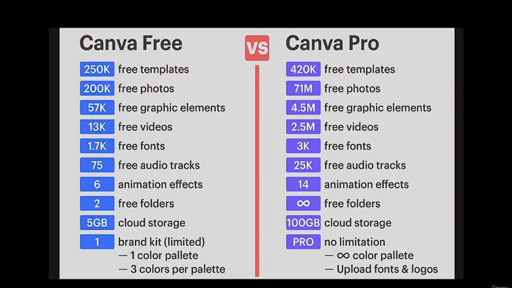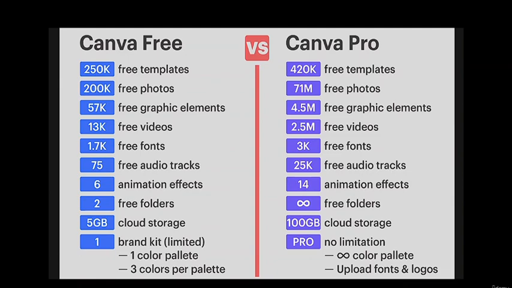And here you'll get only 1.7K free fonts, and in the Canva Pro version you'll get 3K free fonts, which you can use. And in Canva Pro, you'll get 25K free audios. In the free version, it's only 75. In case of animation effects, it's 6 in the free version and 14 in the Canva Pro version. And in the Canva free version, you'll get only 2 free folders where you can work, but in the Canva Pro version, you will get unlimited folders. You'll get as much as you can.